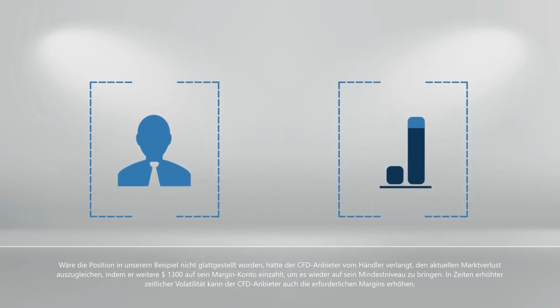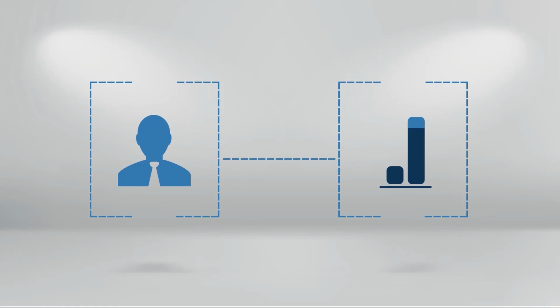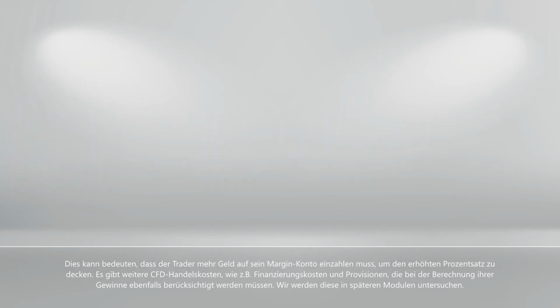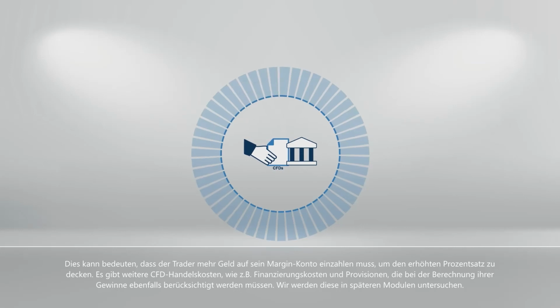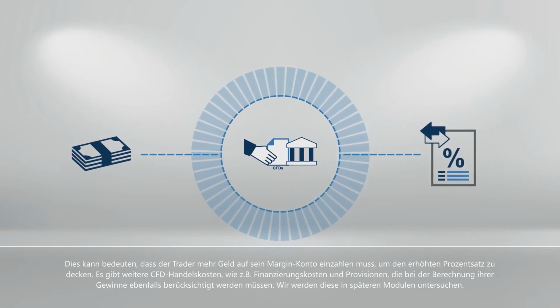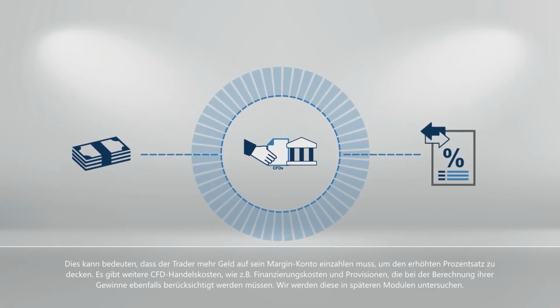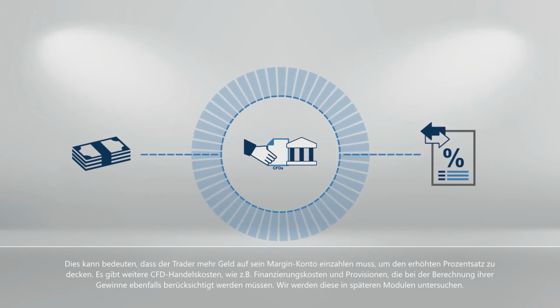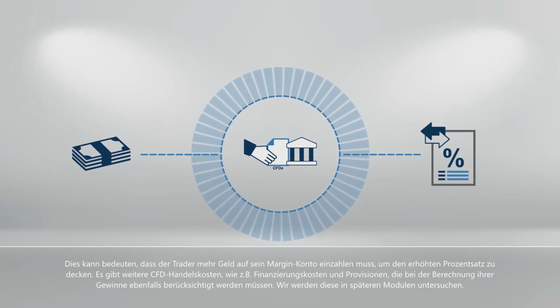In times of increased price volatility, the CFD provider may also increase the margins required. This may mean that the trader has to pay more cash into their margin account to cover the increased percentage. There are other CFD trading costs, such as funding and commissions, which must also be taken into account when calculating net profits. We will examine these in later modules.